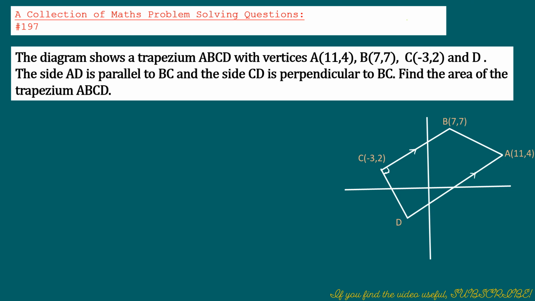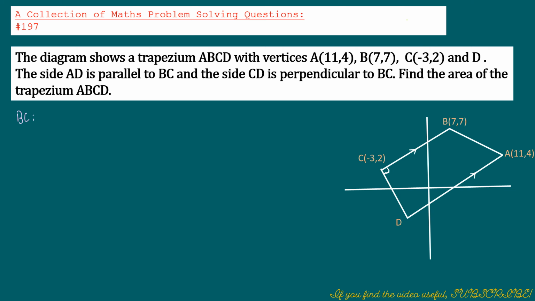So to find the area, we need to find the point D, so we can work out the distances BC, AD, and CD. To find the point D, we need to find the equations of the lines. We'll start with the equation of the line BC. AD is parallel to BC, so we can find that equation, and CD is perpendicular to BC, so we can find the equation of CD as well.